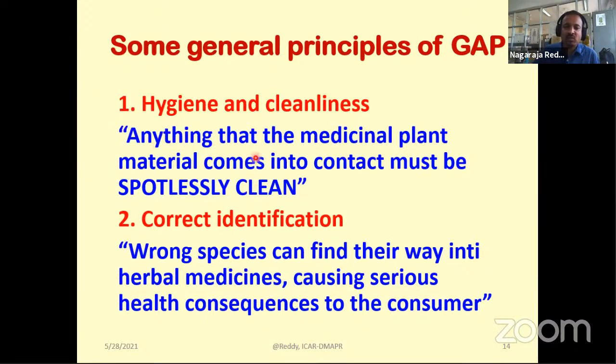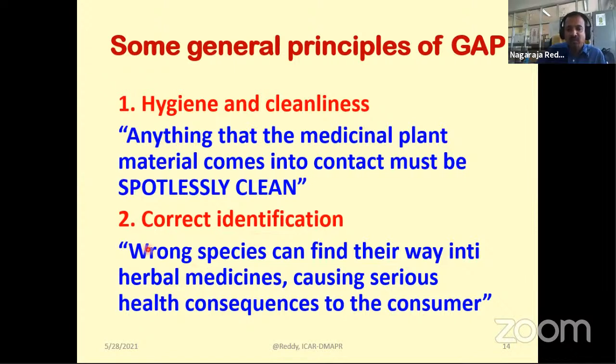Whatever you need to do, whether it is disinfection or cleaning, everything should be so tidy that the medicinal plant produce is not contaminated. These are some of the issues related to hygiene and cleanliness.